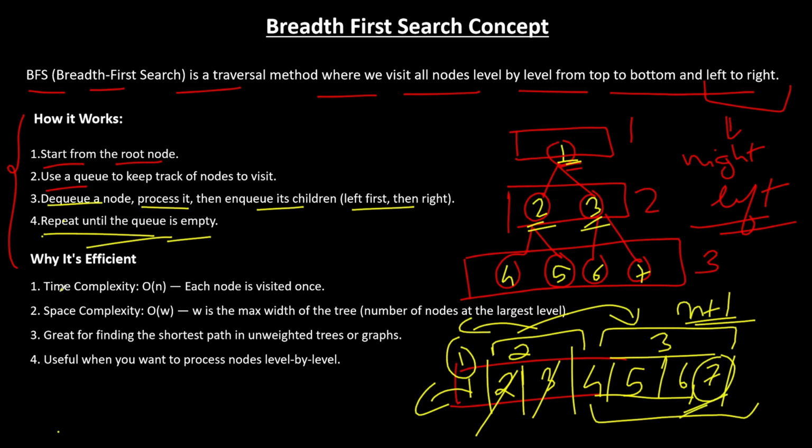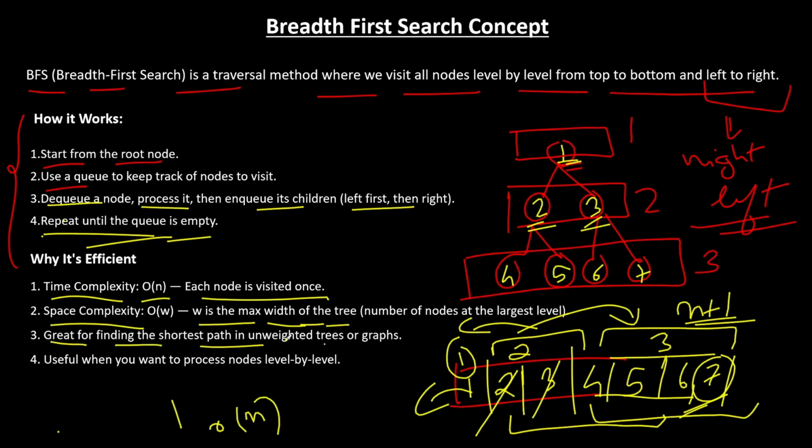Now, why is it efficient? Time complexity is O of n. Each node is visited once. That's why. Space complexity is O of W for each traversal, where W is the maximum width. If you are storing it in an array, then it will be O of n. But in the queue, the maximum number of nodes at one time could be the maximum width we have in the particular tree.